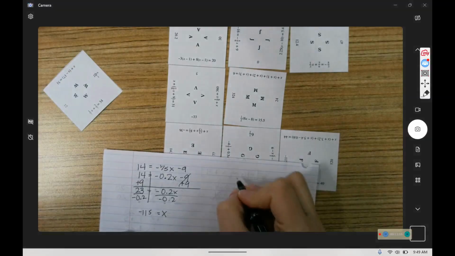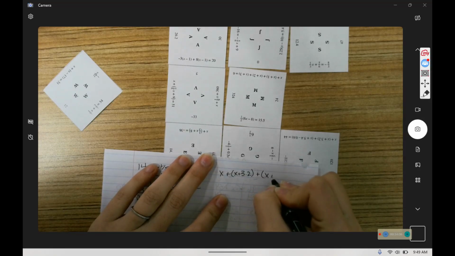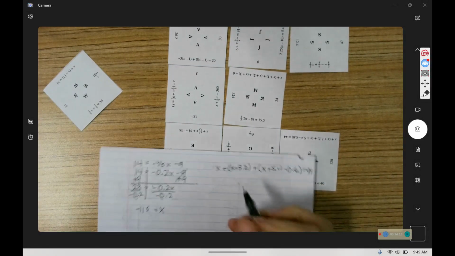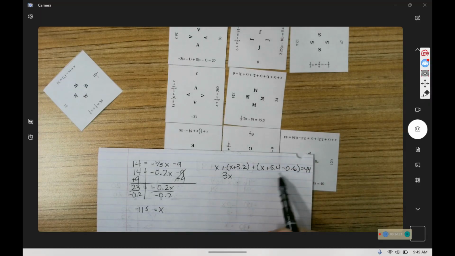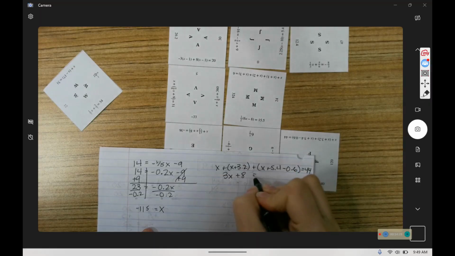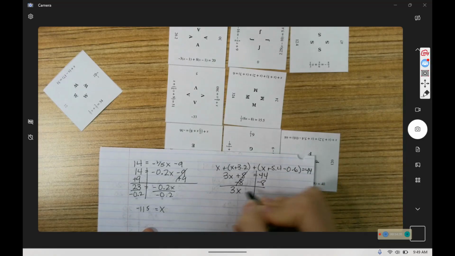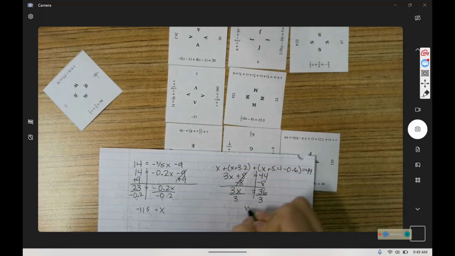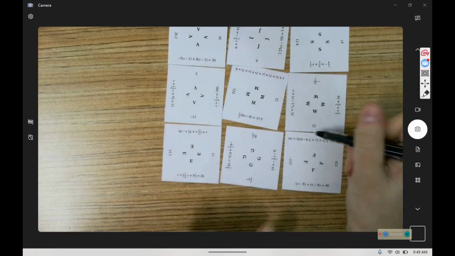Alright, so we're going to solve that equation. I have x plus 3.2 plus x plus 5.4 minus 0.6 equals 44. Alright, so I'm going to add x plus x plus x is 3x. 3.2 plus 5.4 is 8.6. Minus 0.6 is 8. Subtract 8 from both sides. I still have 3x on the left. 44 minus 8 is 36. Divide both sides by 3, and we get x equals 12. So the 12 should go here.